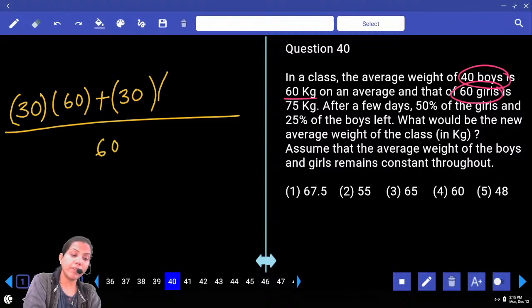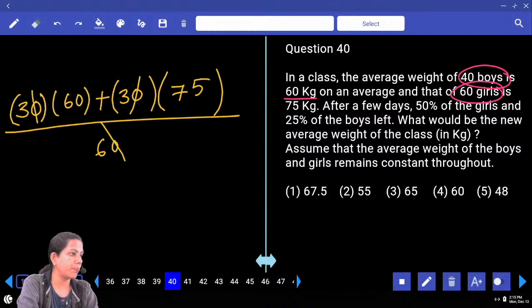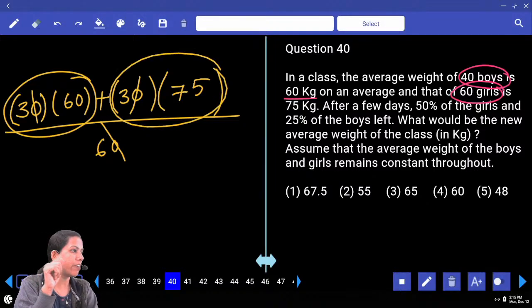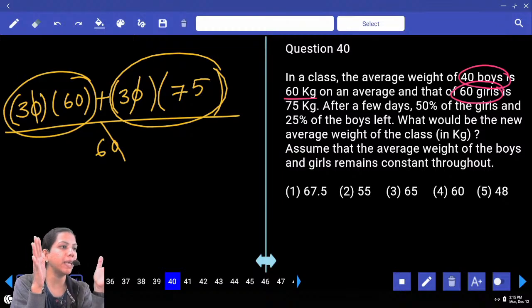And what is the average of the girls? 75. The zeros, we can cancel them. What is 3 into 60? 180. 75 into 3, 225.